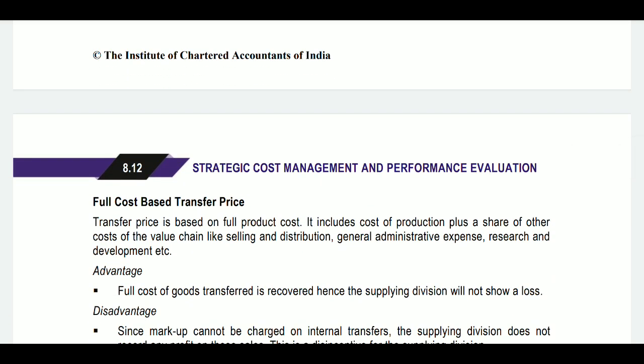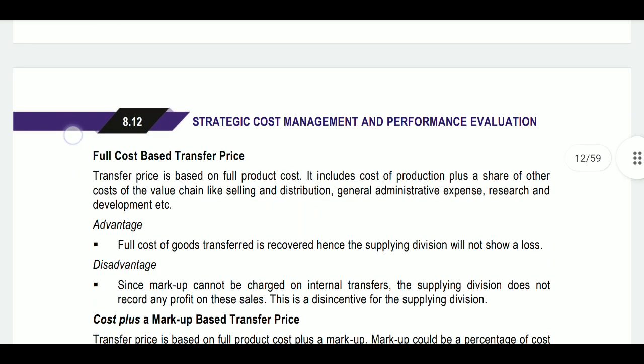Next, another method will be full cost based transfer price. Here, whatever you produced, the full product cost will be included. And here, what will be included for full cost is your production cost plus other costs like selling, distribution, general overhead expenses, research and development. Whatever cost you incurred, you will add to the product.